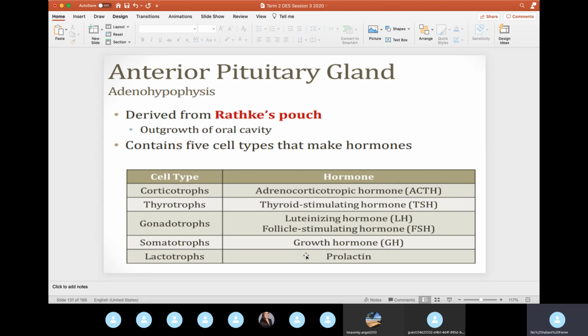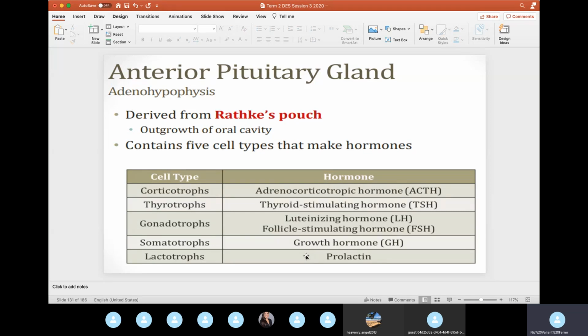ACTH, it induces what? It induces production of what? Cortisol. And what else? Androgens. Remember from your zona reticularis, right? So your ACTH acts on your zona fasciculata and zona reticularis to increase the production of your glucocorticoids, specifically cortisol, and your androgens, right?